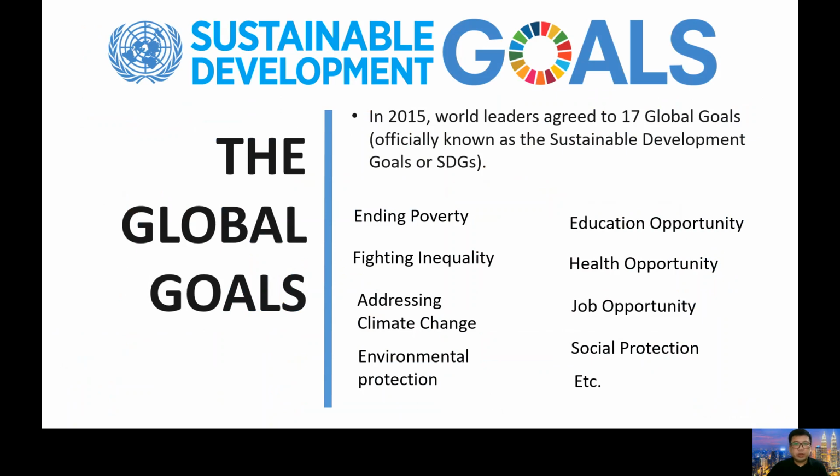In 2015, world leaders agreed to 17 global goals, officially known as the Sustainable Development Goals, or SDGs. The global goals look to end poverty, fight against inequality, address climate change, environmental protection, education opportunity, health opportunity, job opportunity, raise up social protection, and etc.